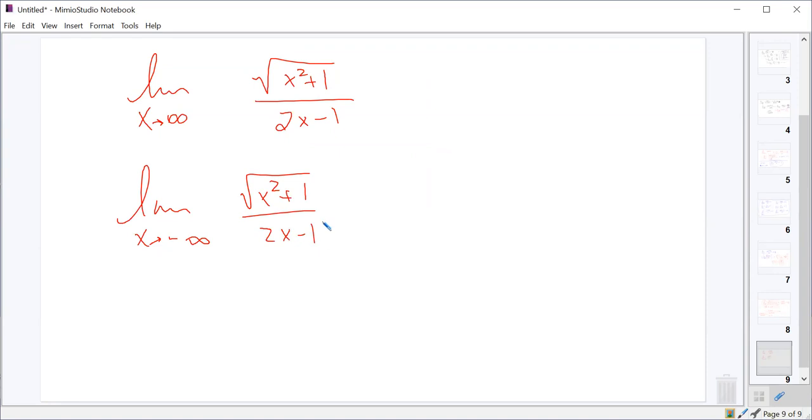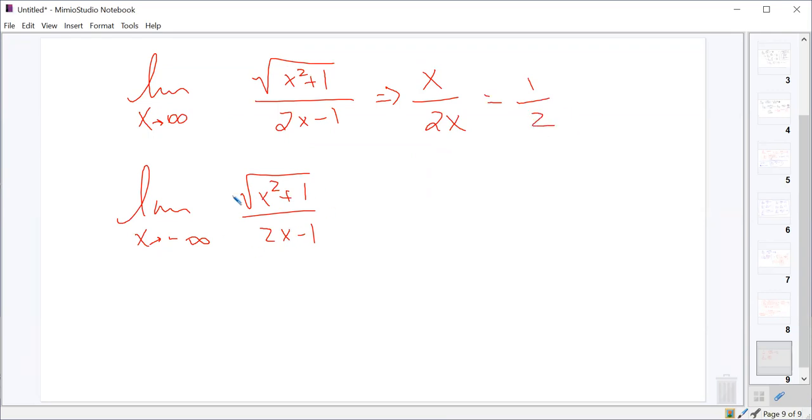Now, this one on the top is easy, right? Square root of x squared plus 1. Well, really, as we go towards infinity, the plus 1 is insignificant, and the square root of x squared, because the number I'm plugging in is positive, just comes out to be x. This is effectively x over 2x, which is just a half.